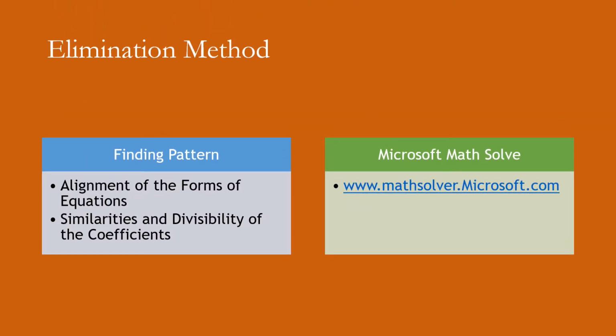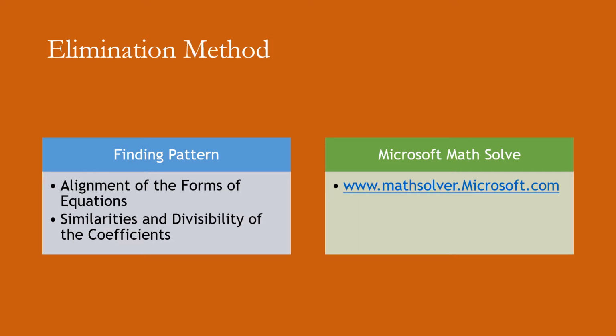So when we say elimination method, there is an idea of finding a pattern. You go with the alignment of the forms of the equations, so it's either the standard or the general form. And then we look at the similarities and divisibility of the coefficients. You can find that in other videos that we have.